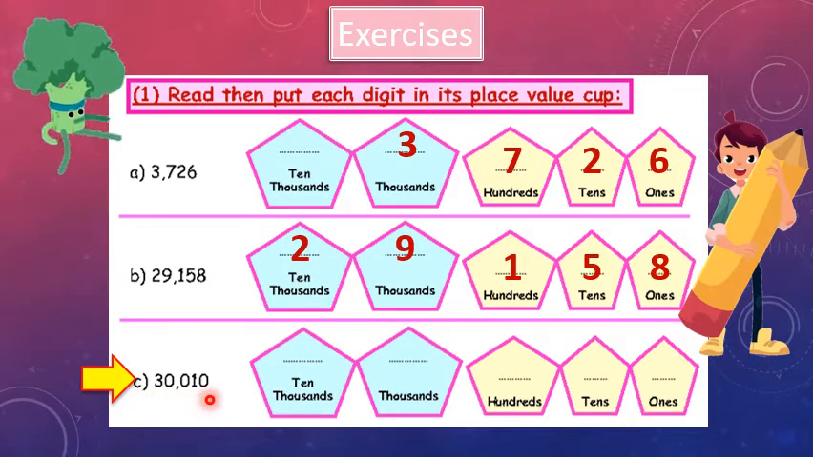30,010. Then beginning from 0, put our digits in these cups. Then it will be 0 in the ones place, 1 in the tens place, 0 in the hundreds place, 0 in the thousands place, and 3 in the 10,000s place.